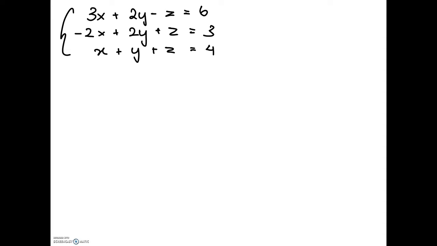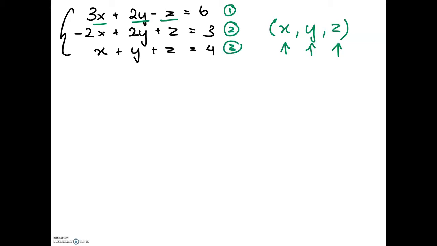So today we're going to be talking about solving systems of three linear equations. You're going to see that we have three different variables, x, y, and z, and we're going to need to solve for each of those three different variables. Now to solve, the first thing you're going to want to do is number your equations. So this is 1, this is 2, and this is 3.